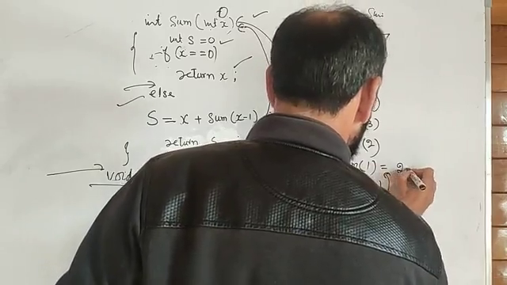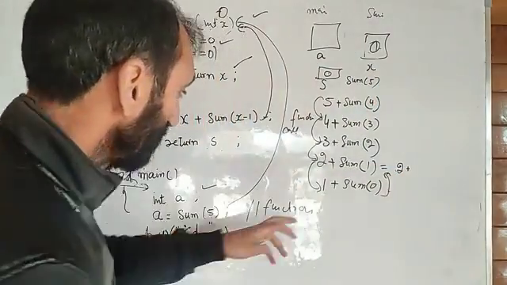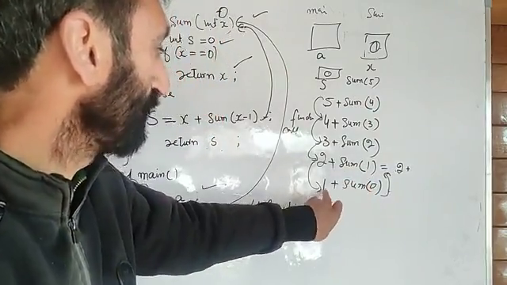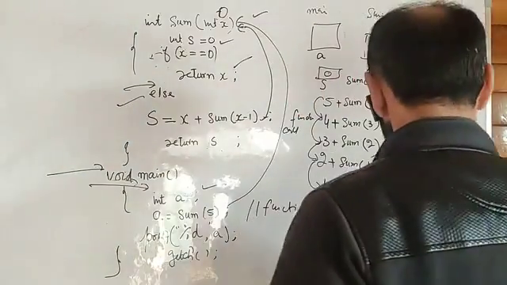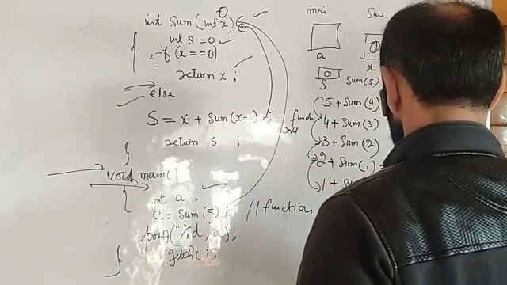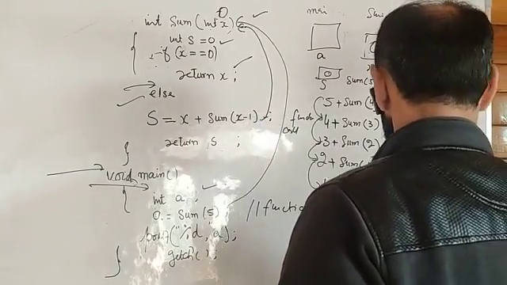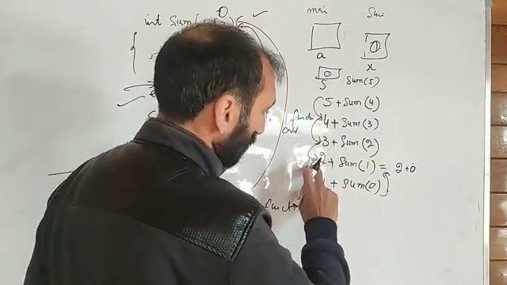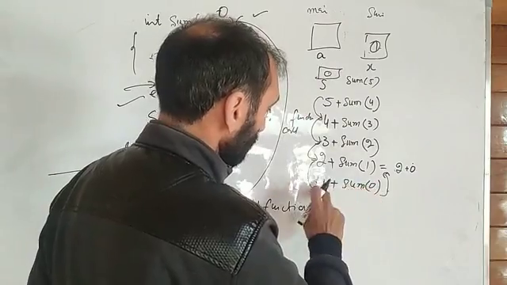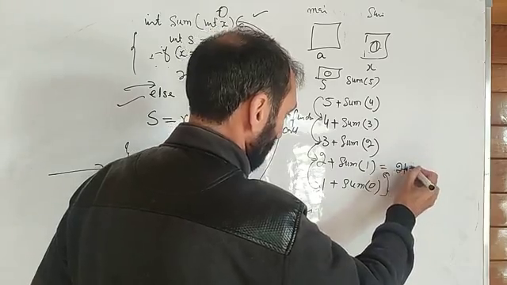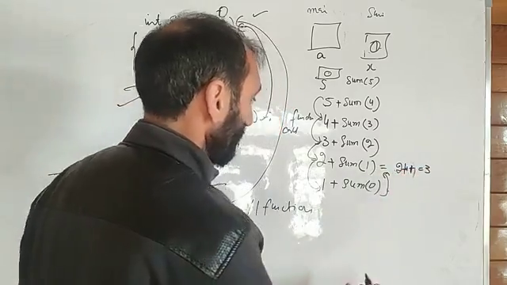2 plus, what is sum? Sum of 0 is 1. Sum 0, what will it return? So it goes 1. Sorry, 1. And it will become 3. It will become 3.